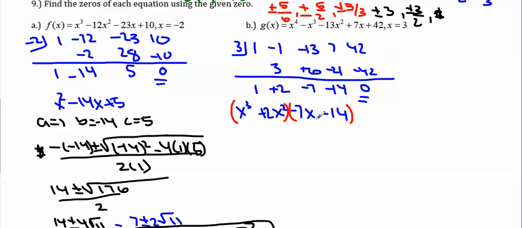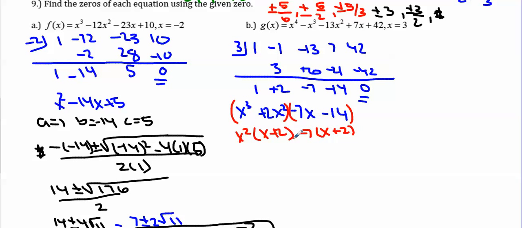So I'm going to just group together 2 of my terms, and I look for the greatest common factor. Greatest common factor is x squared, so that leaves me with x plus 2. Now look at my second set. I can factor out a negative 7. So my greatest common factor is negative 7, so that leaves me with x plus 2.